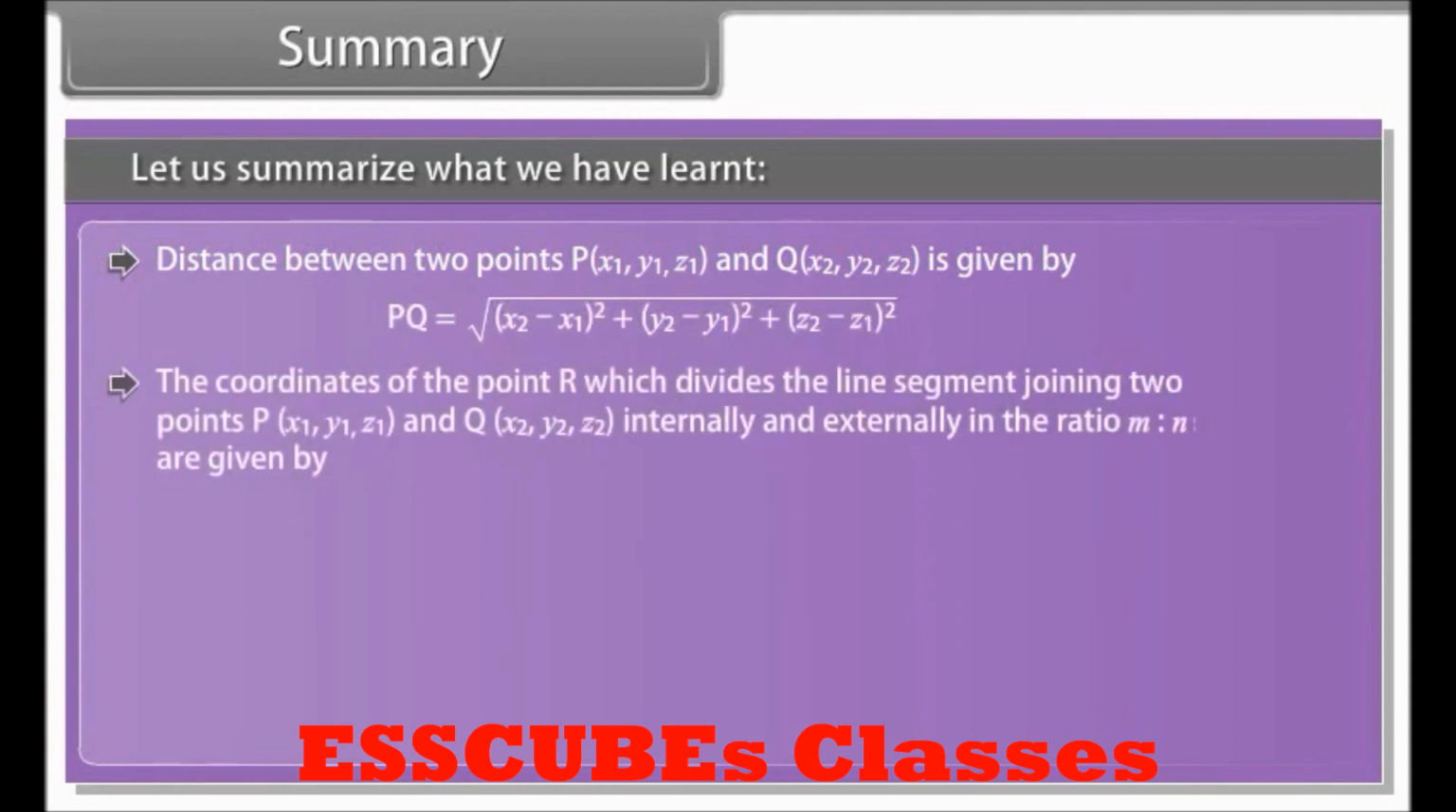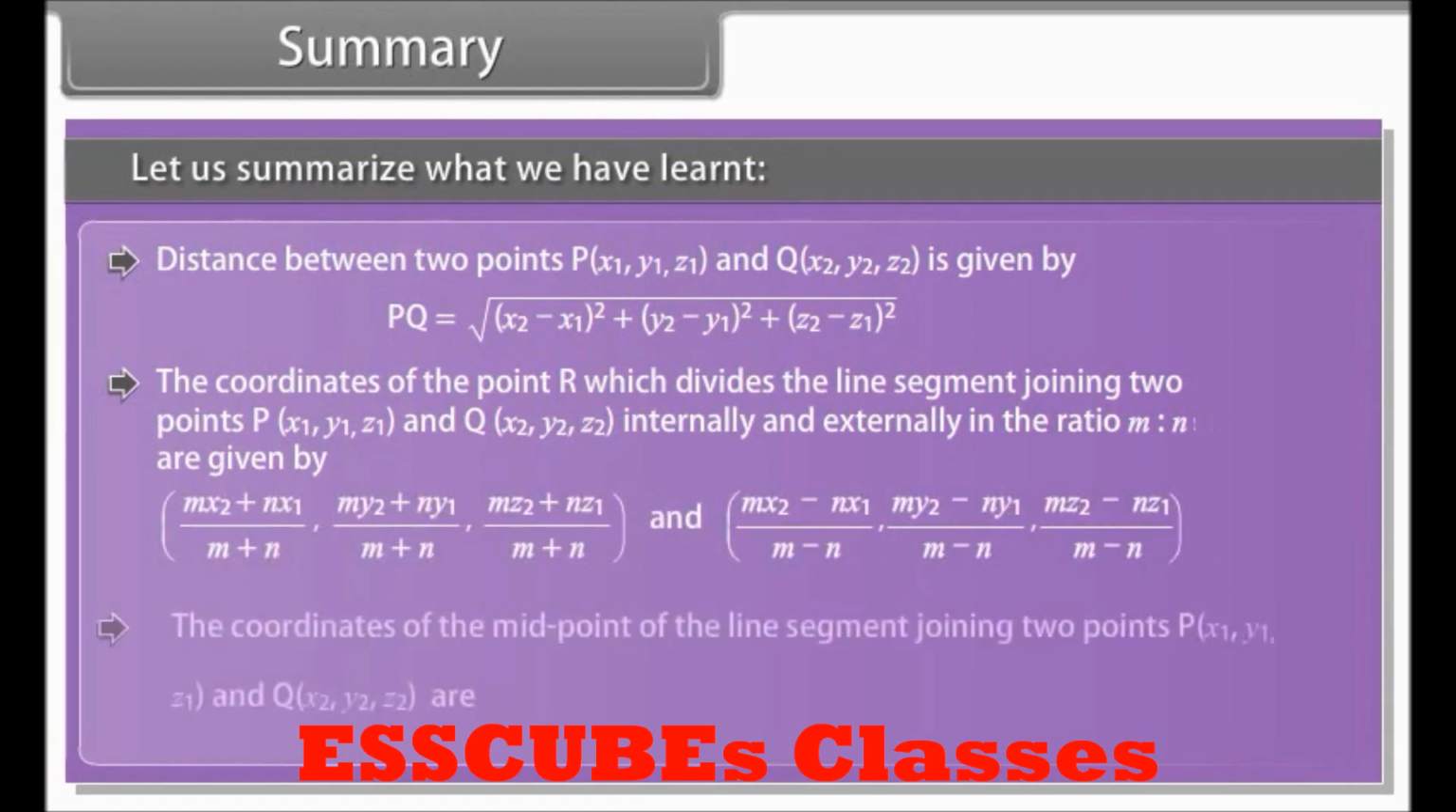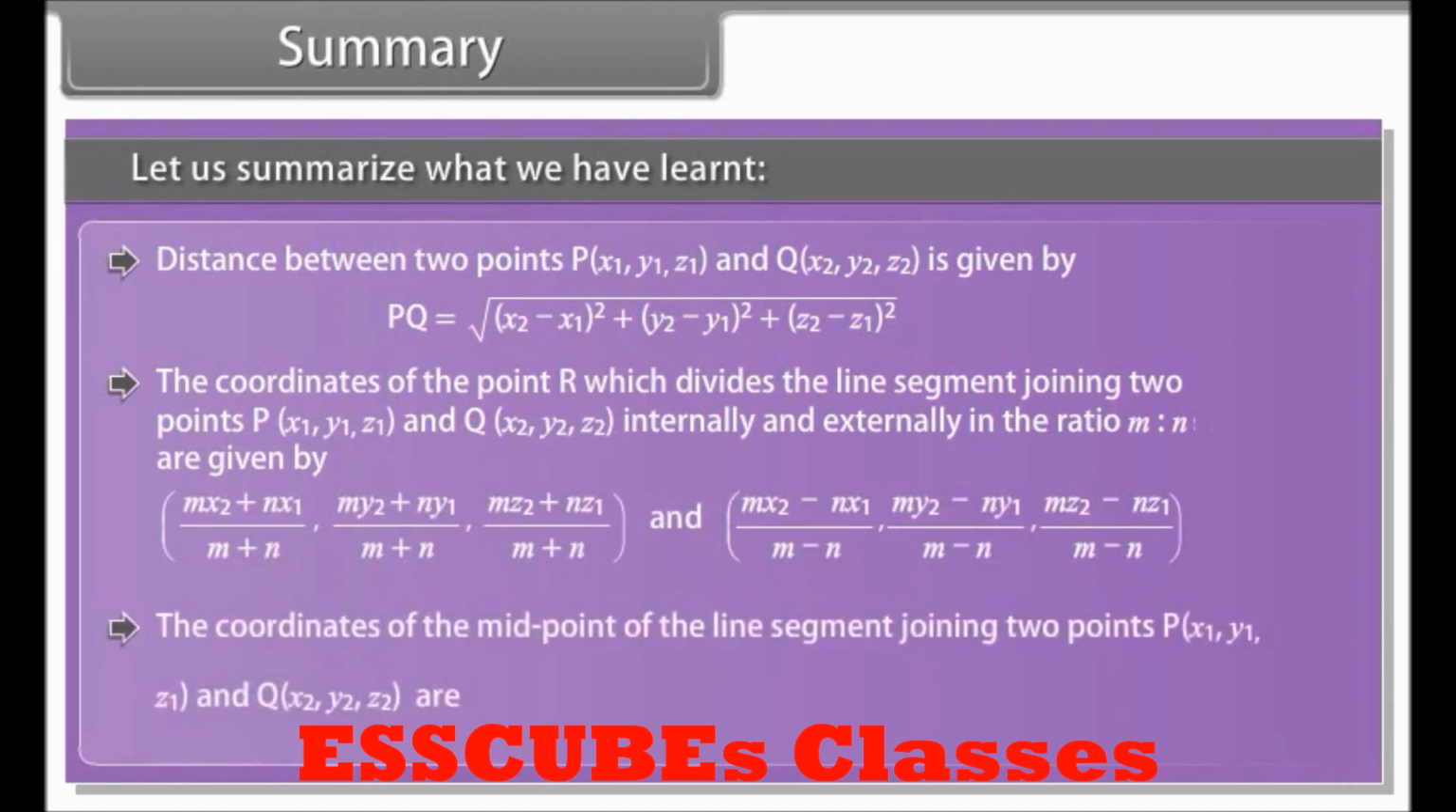The coordinates of the point R, which divides the line segment joining 2 points P(x1, y1, z1) and Q(x2, y2, z2) internally and externally in the ratio m:n are given by, and the coordinates of the midpoint of the line segment joining 2 points P(x1, y1, z1) and Q(x2, y2, z2) are.